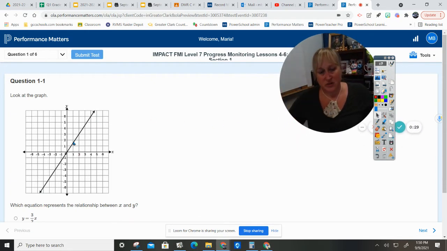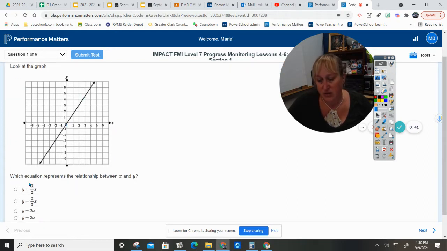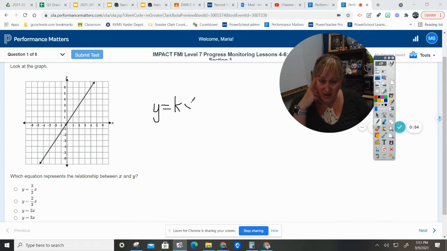And this is where we start thinking about and being aware of how these tests work. So the first question is look at the graph. So I'm looking at it. I know that it's proportional, it's in a line, and it goes through the axis. So therefore, I need to figure out which equation represents the relationship between x and y. So that's when my brain starts automatically going, I know y equals k times x.